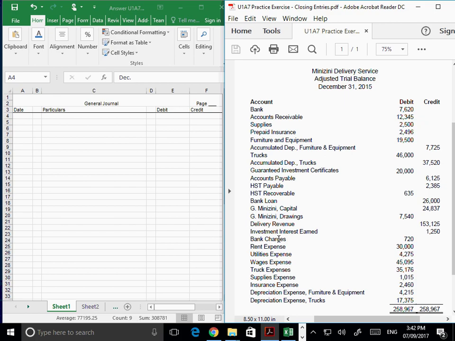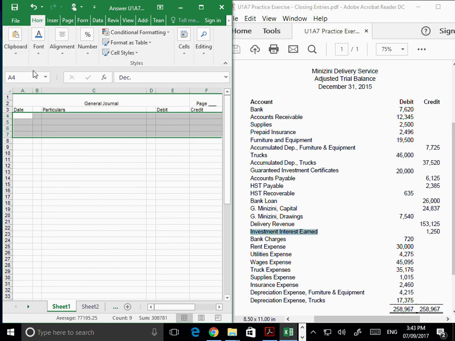When I perform my closing entries, the very first thing that I close, and you should be closing too, are the revenue accounts. You'll notice the delivery revenue has a balance of $153,125 as a credit, and investment interest earned has $1,250 as a credit.